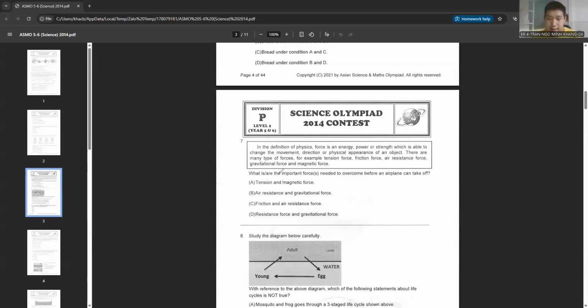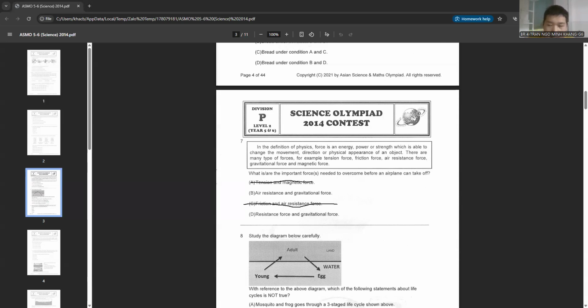Now, we can easily eliminate option A over here because option A is tension and magnetic force. Yes, it is correct that planes do use magnets. However, they are not essential for the plane to take off and are more used for navigation. Friction is also not useful for us over here because friction slows things down. That's for landing, not takeoff. So obviously, this would be wrong.